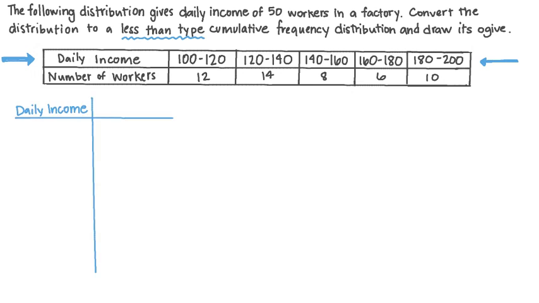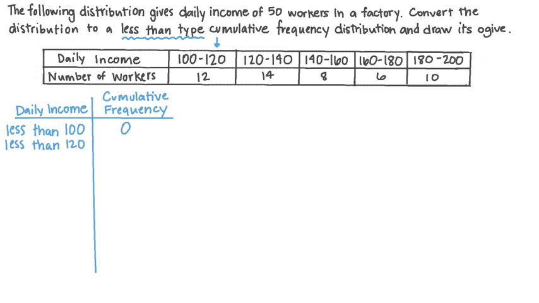In a table, we'd take the class, the daily income, and then we'd want the cumulative frequency of each class. The lower end of our first class is 100. In our chart, we want to know how many workers earned less than 100. We have 0 workers in that category. From there, we'll move to the upper bound of that class and ask how many workers earned less than 120. We see that 12 workers earned less than 120.